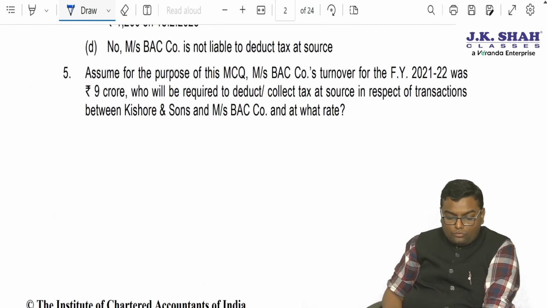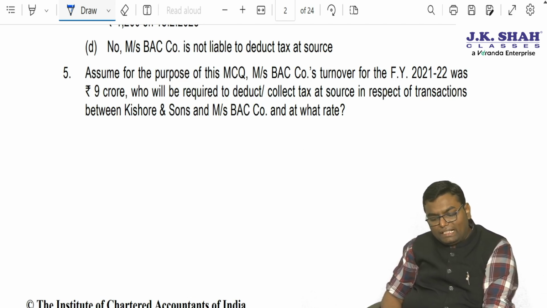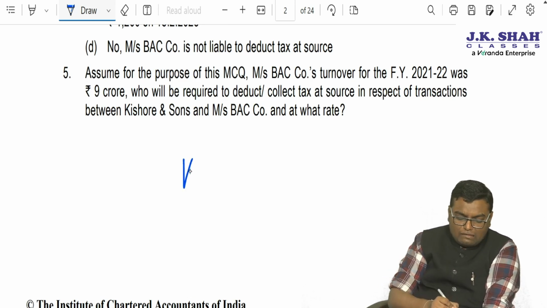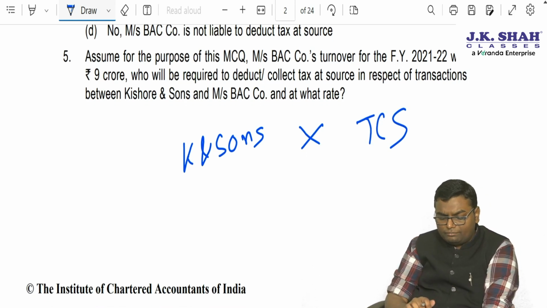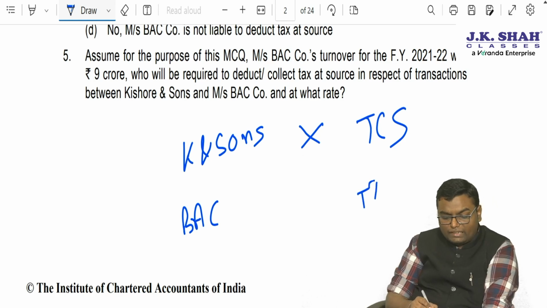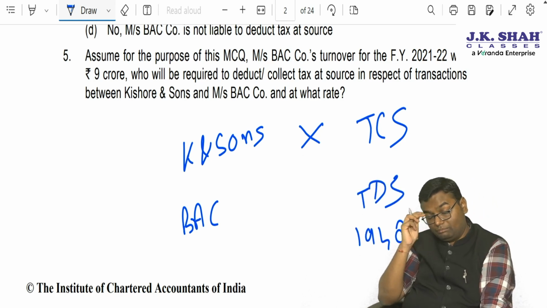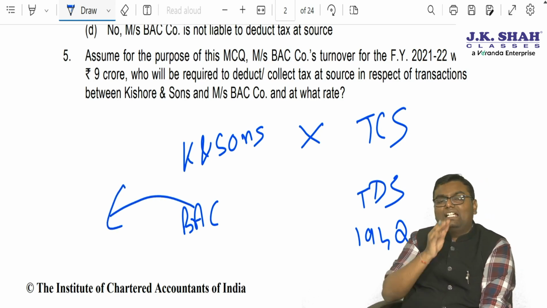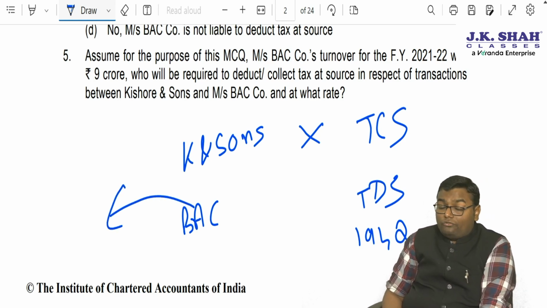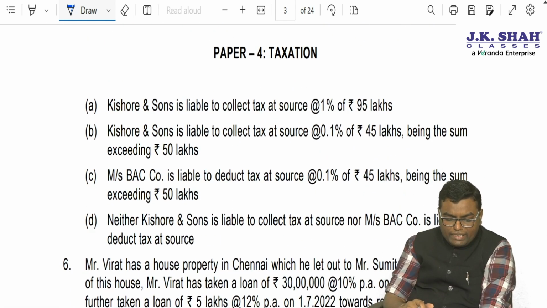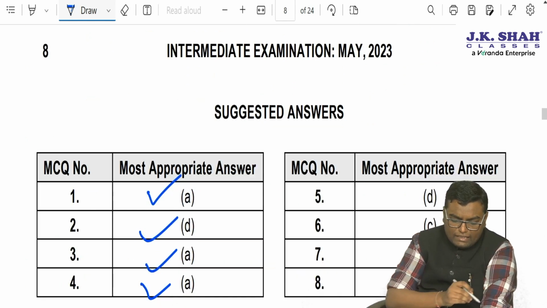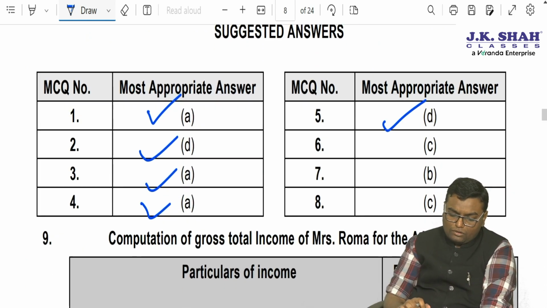Assume for the purpose of the MCQ, BSE company's turnover was 9 crore. Then who will be required to deduct or collect TCS or TDS? See, we already discussed Kishore and Sons. Not required to deduct or collect any kind of TCS from BSE company. BSE company was required to deduct TDS under section 194Q, but that was required because BSE company's last year turnover was more than 10 crore. Now, if we assume that last year turnover is less than 10 crore, then we are not supposed to deduct TDS also. So here there will be no TCS, here there will be no TDS. So the D option will be right, neither TDS, neither TCS. Are you understanding this? Yes. Okay.